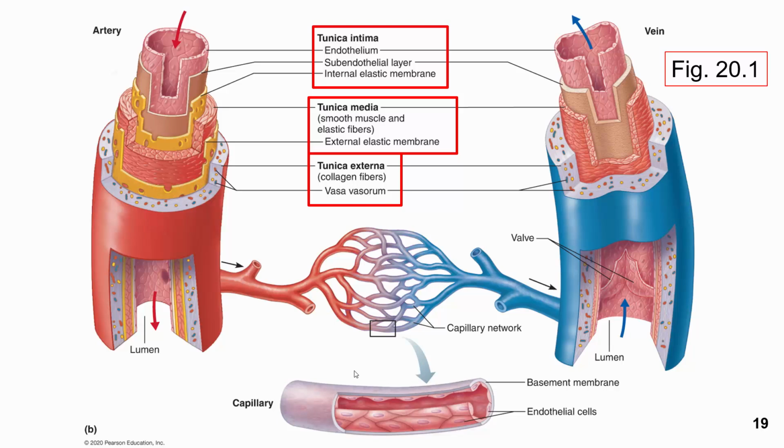And if we go to the bottom here, we're taking a look at a drawing of a capillary, and a capillary is quite a bit different than the structure of an artery or a vein, where it does not have the same number of layers that we see with these other vessels, but the capillary is made up mainly of these endothelial cells and the outer basement membrane, which helps to give that capillary structure.